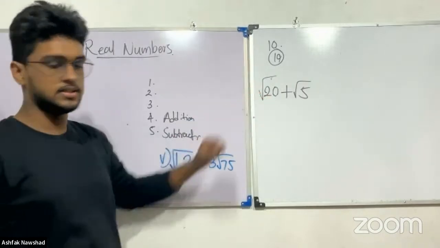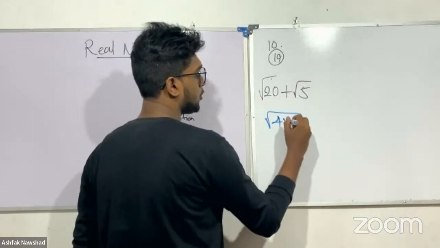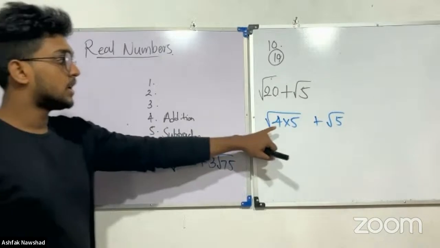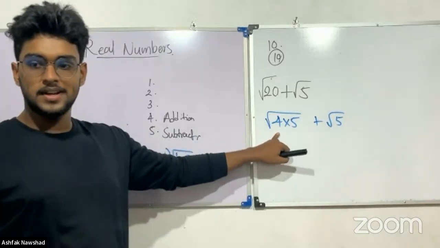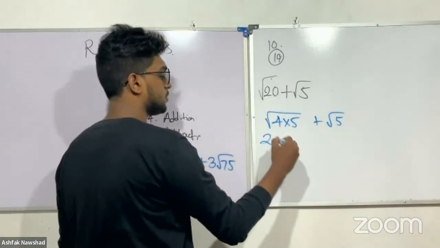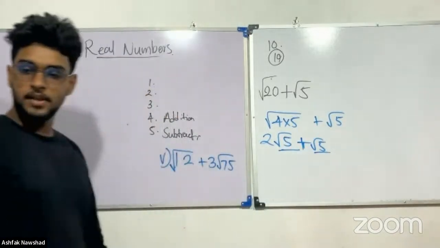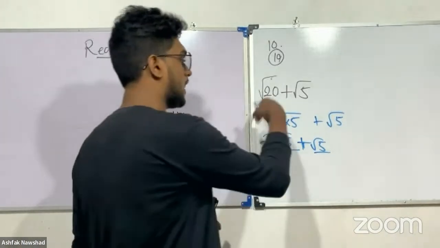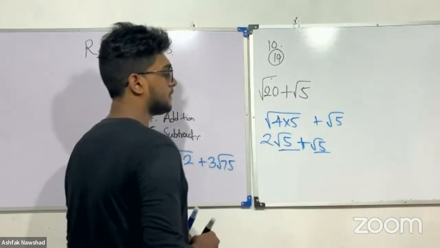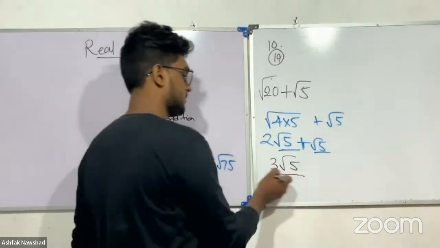This can be further simplified, as we did in the beginning of the session. 20 can be written as 4 times 5. Now I can take this 4 out, so it becomes 2 root 5 plus root 5. And see, the irrational parts became equal. So always, if they give you a question to add or subtract, make the irrational parts equal, and then you can add them. 2 root 5 plus root 5 is 3 root 5. So simple, right?